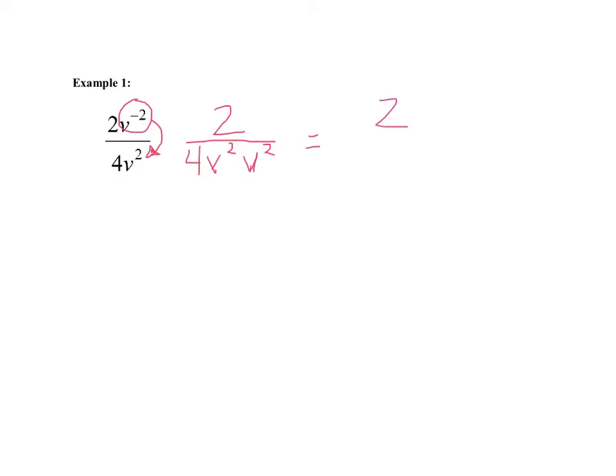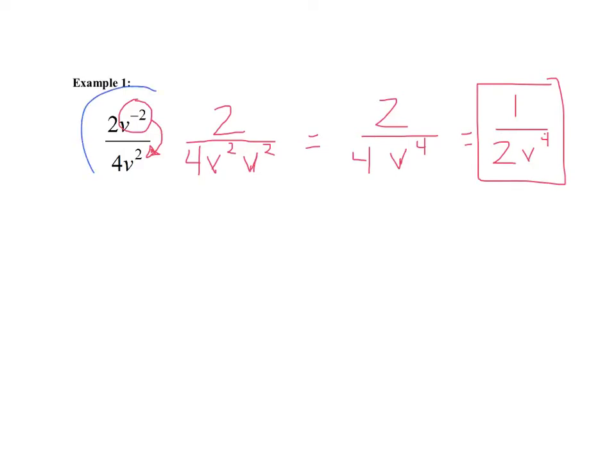Okay, I'm going to keep that 2 on top. I'm going to keep that 4 on the bottom. But v squared times v squared is really v to the 4th. Okay, so that's what it looks like so far. And again, though, I can simplify this because 2 goes into 4 2 times. So this 2 over 4 reduces to 1 over 2 times v to the 4th. My 4 got a little messed up there, but this is the simplification of our starting point over here. Okay, so that starting point reduces to 1 over 2v to the 4th power. Okay, we removed that negative exponent from the numerator, we moved it down to the denominator, and then we simplified. Okay, so that's kind of a straightforward one there.